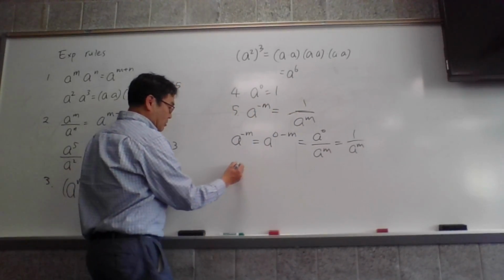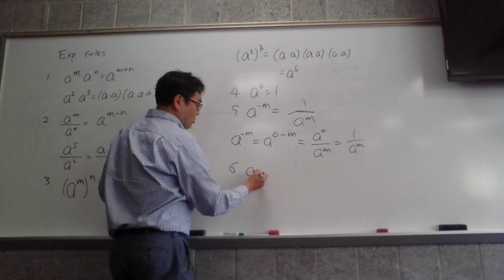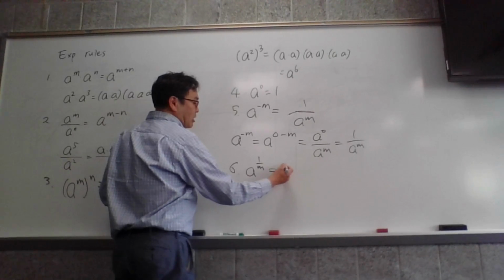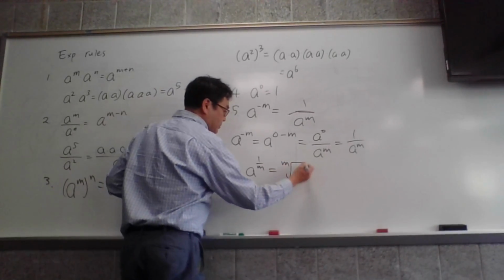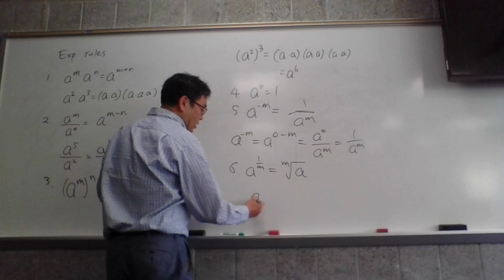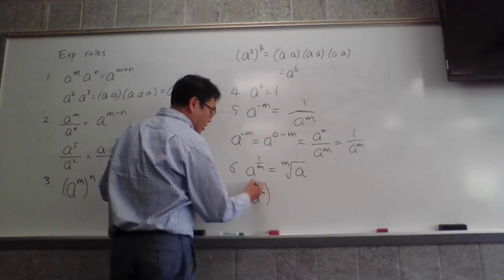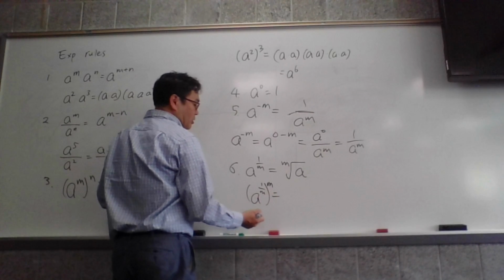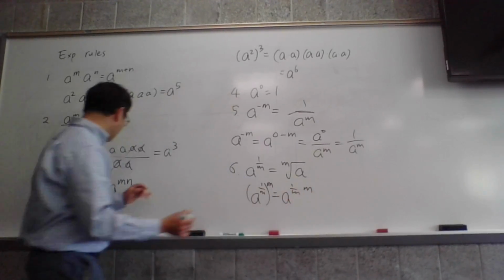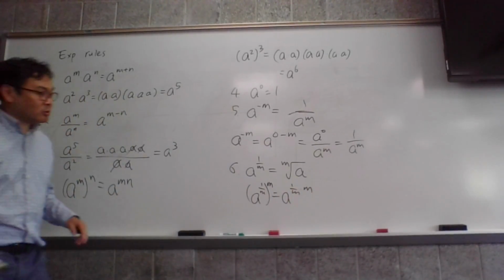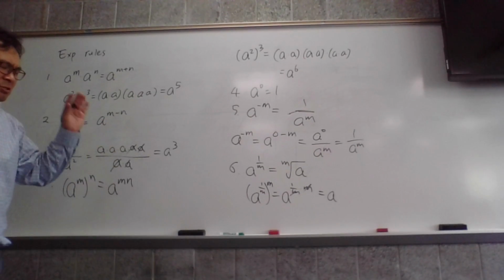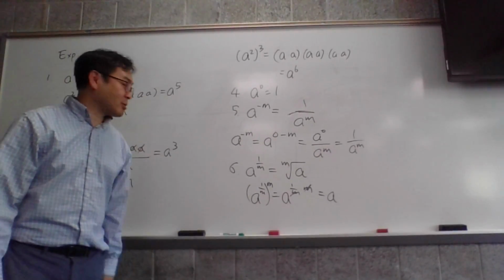Okay, and then finally, there's a to the 1 over mth power. This is the same as the mth root of a. And the rationale is that if you take a to the 1 over m and take it to the mth power, that's a to the 1 over m times m because of this rule that we just proved. So they cancel and you get a to the 1st power, which is just a, right?